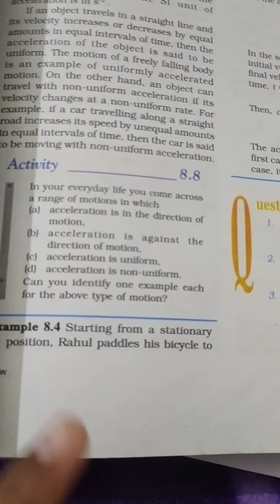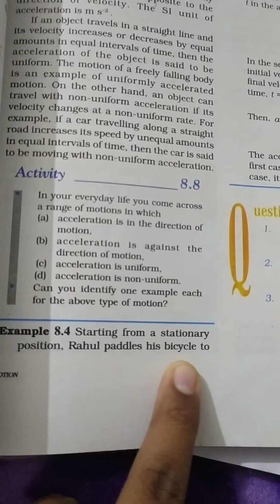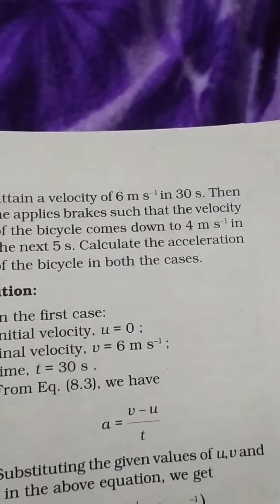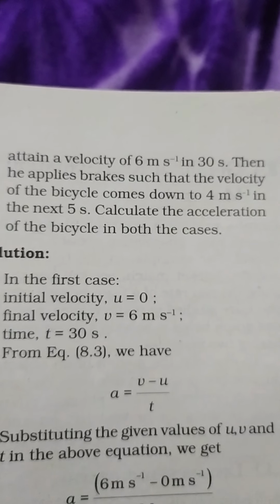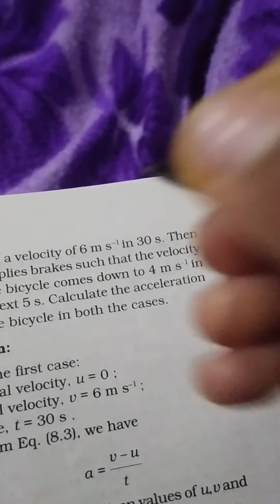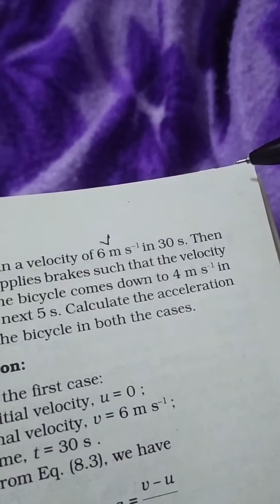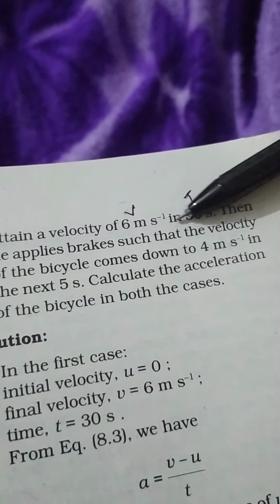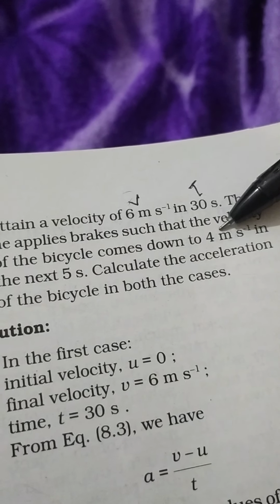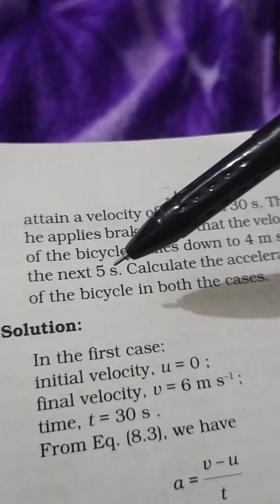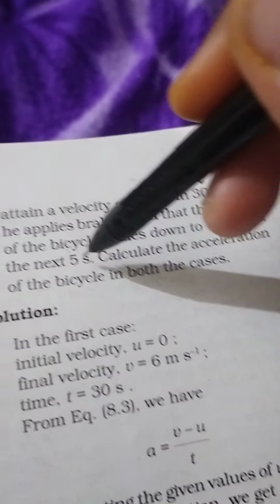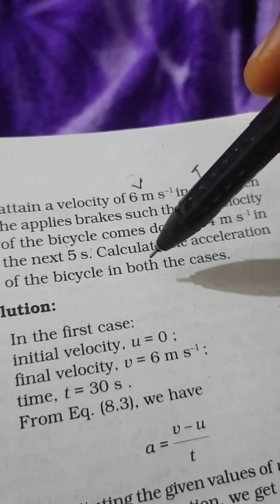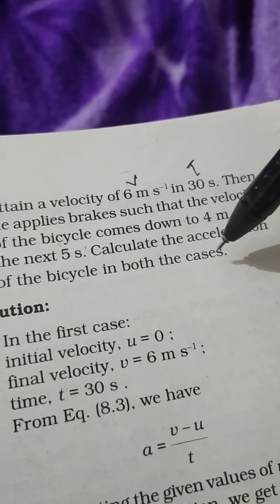And our next question is: starting from a stationary position, Rahul pedals his cycle to attain a velocity of 6 meter second minus 1. See, there is velocity given, you can mark it with your pencil, that is velocity 6 meter second minus 1, and its time. Then he applies brakes such that the velocity of the bicycle comes down to 4 meter second minus 1 in the next 5 seconds. This is another velocity, another time. Calculate the acceleration of the bicycle in both cases.